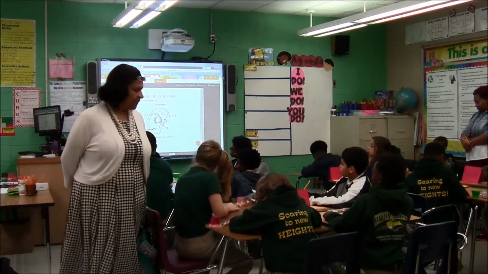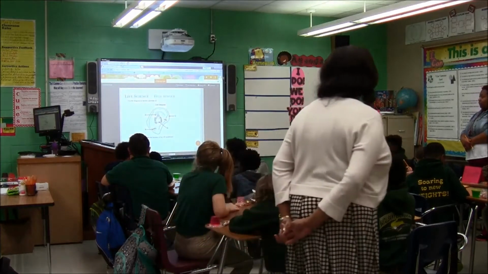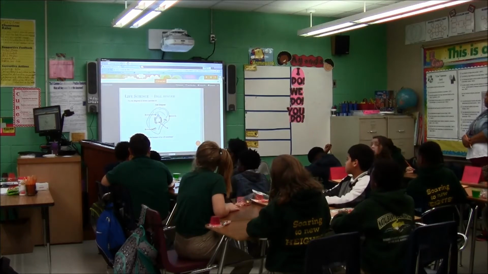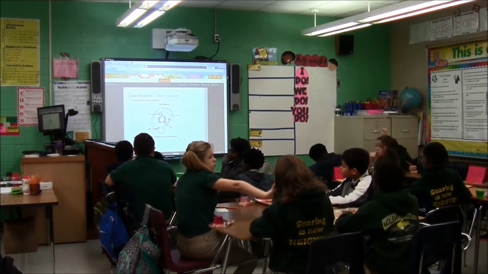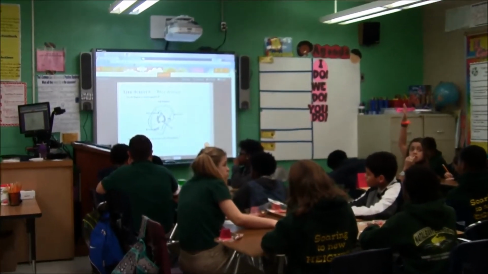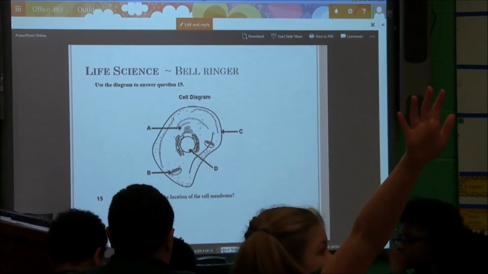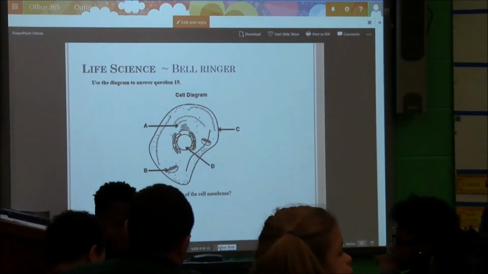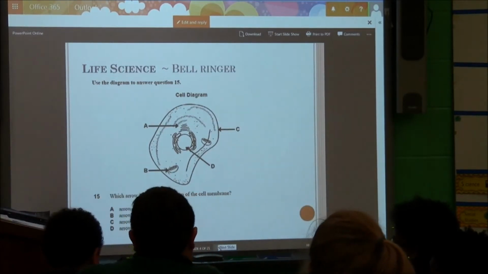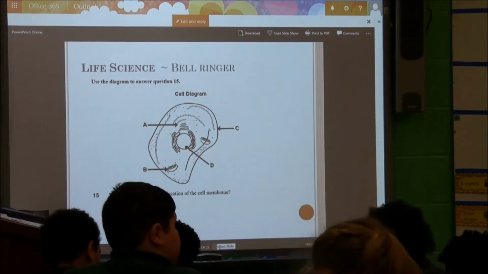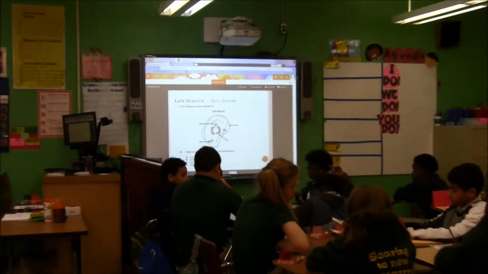Lamarca, read the question. Which arrow indicates the location of the cell membrane? You have A, B, C, and D. Which one points to the cell membrane, Lamarca? The one that points to the cell membrane is C. Very good. Look at yours and see if you have C. Don't erase. Circle it and put the right answer.